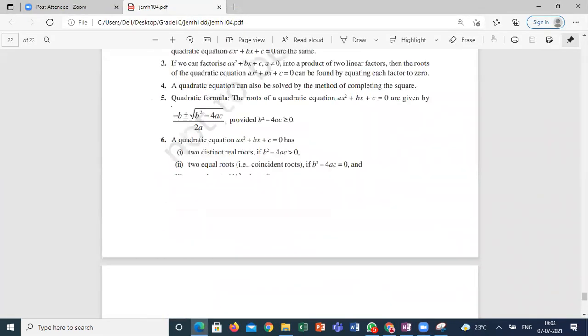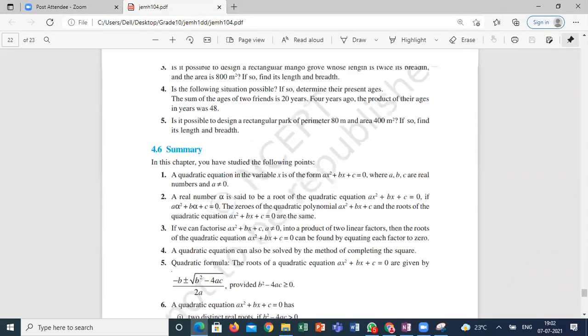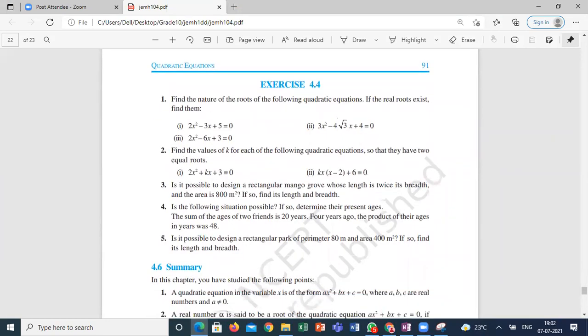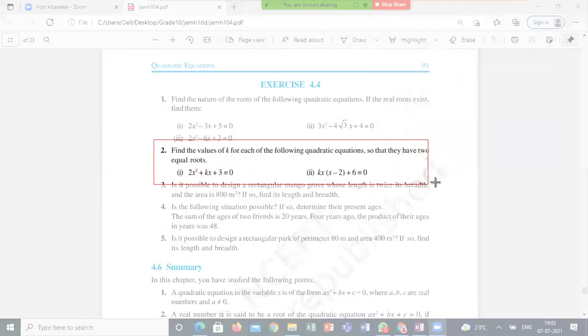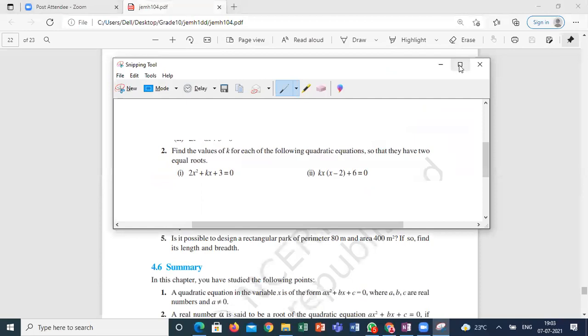Yes, sir. So sir, about the second question, find the values of k for each of the following quadratic equations so that they have 2 equal roots. What is meant by 2 equal roots? When are 2 equal roots possible? If the discriminant is 0, then only 2 equal roots are possible. Correct?